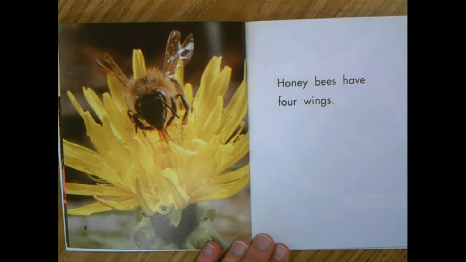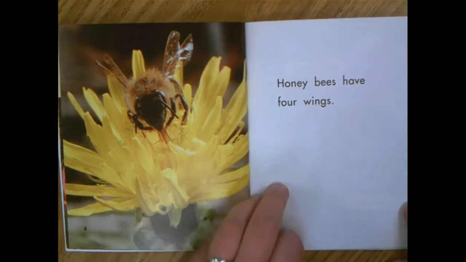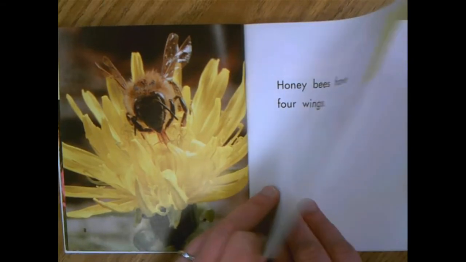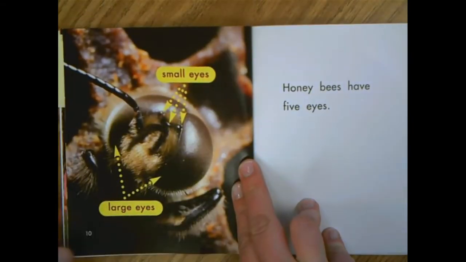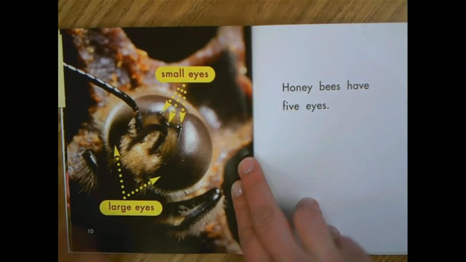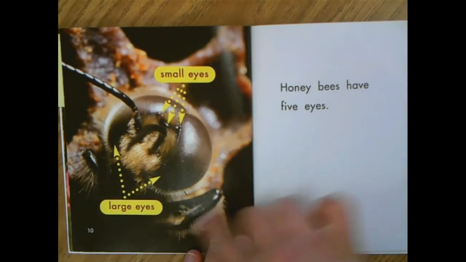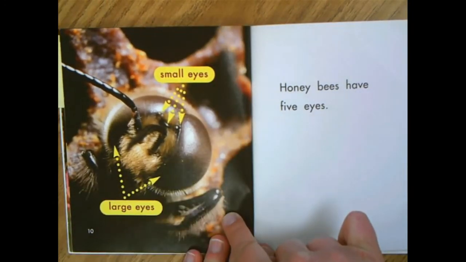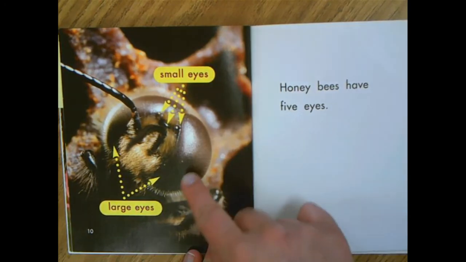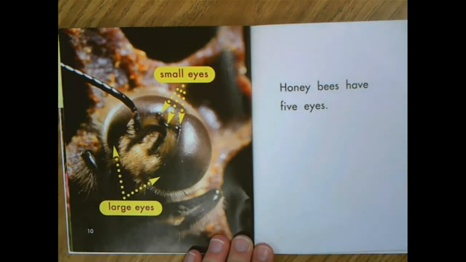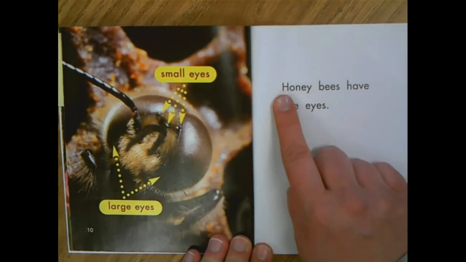Now I'm going to read one more page, and I want you to pay close attention, and I want you to decide what is the key detail. All right, well, when I look at the picture, I'm seeing that honeybees have eyes. Here's an eye, here's an eye. Okay. Now let me read it.